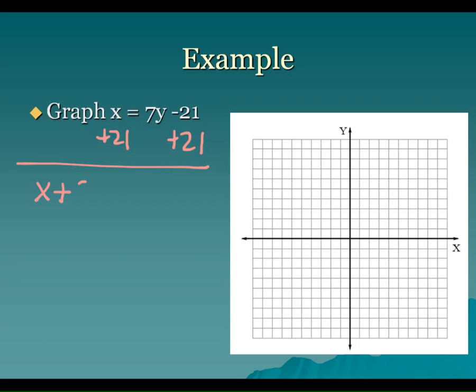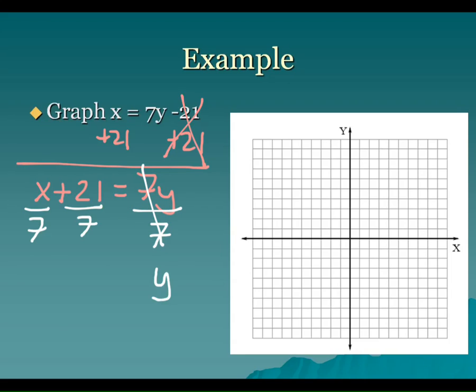This leaves me with x plus 21. I can't add those, they're not like terms. Equals 7y. I've almost got y by itself. I need to undo this multiplication by 7. So I divide everything by 7. Whenever I divide one side of the equal sign by 7, I have to divide everything on the other side. So I'm left with y on this side. I'm left with 1x over 7 on this side. I could simplify this 21 divided by 7. That's 3.